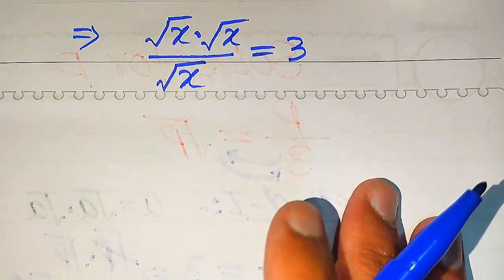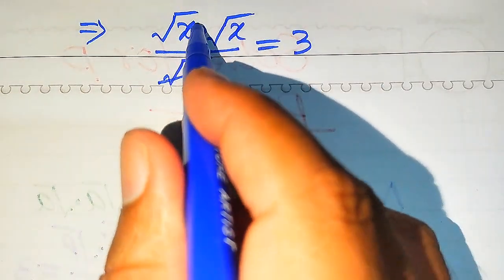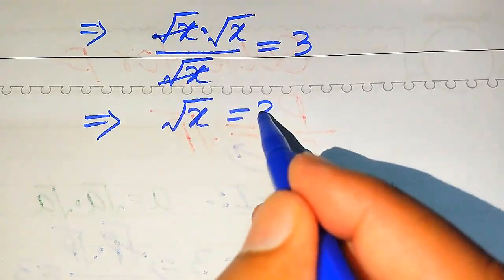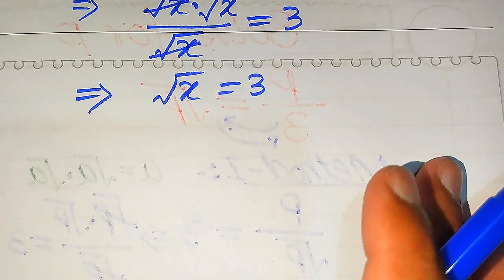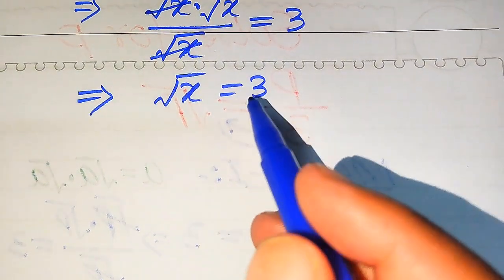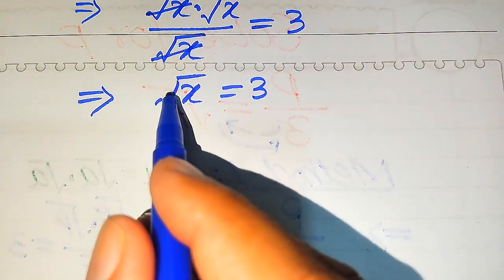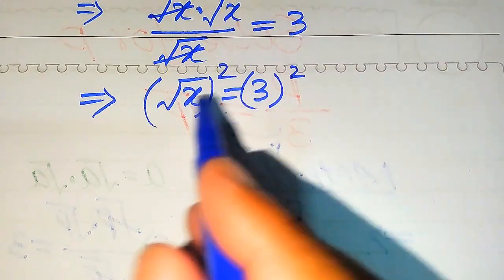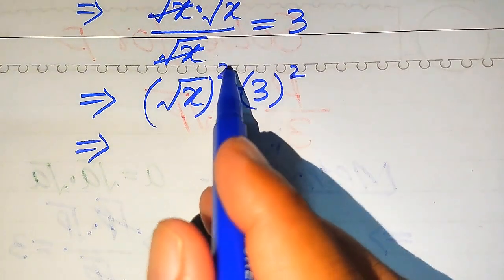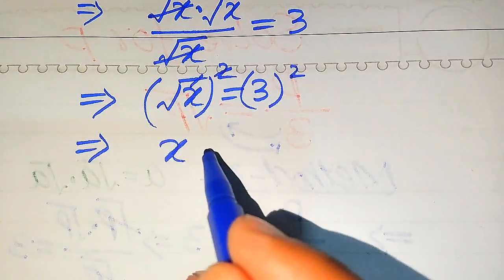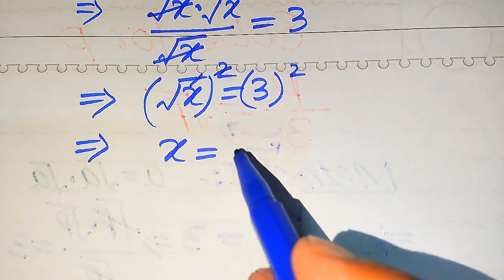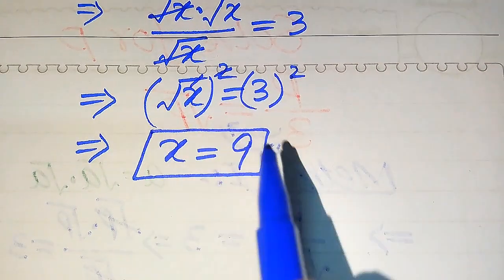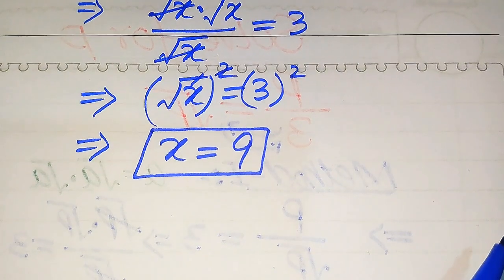And further in the next step, you see here this square root of x is cancelled out by this square root of x, and we get square root of x is equal to 3. Because our target is to find the values of x, we need to remove this square root sign, and for this we take squaring on both sides. So the 2 and the square root are gone, and we get x is equal to 3 squared, and 3 squared is equal to 9. So in the second method we get just one value of x.